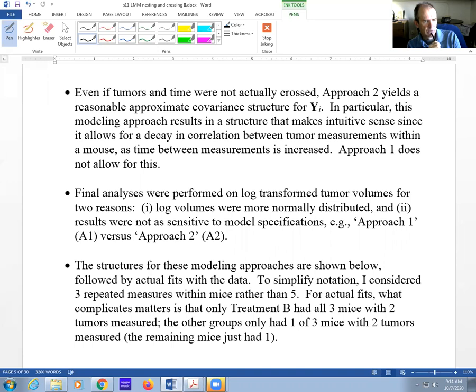Okay. So final analyses were performed on log transformed tumor volumes for two reasons. First, log volumes are more normally distributed, so volumes were log normally distributed, or log volumes were normally distributed. And the other reason was that results were not as sensitive to model specifications with that approach.